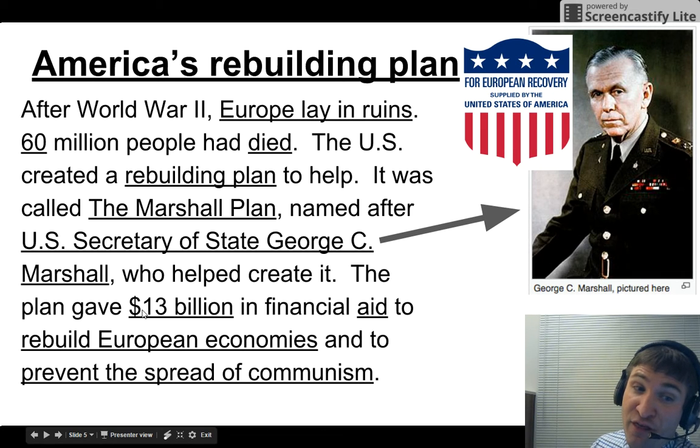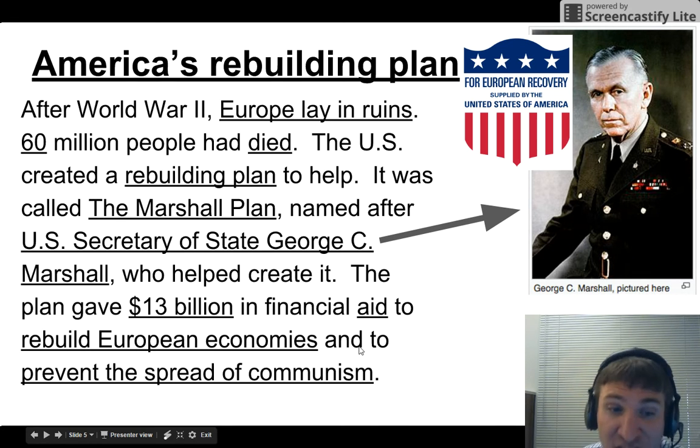The plan gave $13 billion in financial aid to rebuild European economies and to prevent the spread of communism, because the thought was communism leads to dictators like Stalin and Hitler and Mussolini, and that is not good for the world.